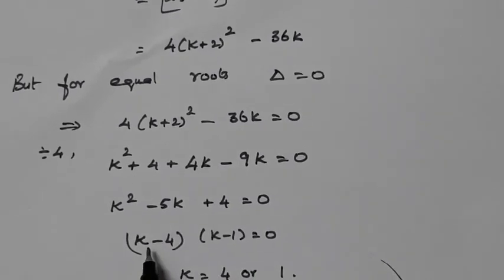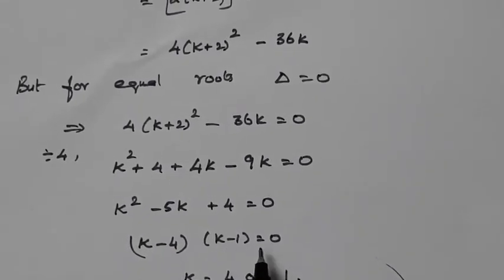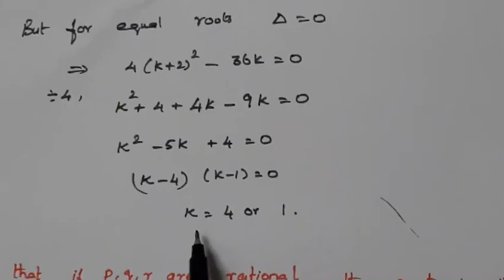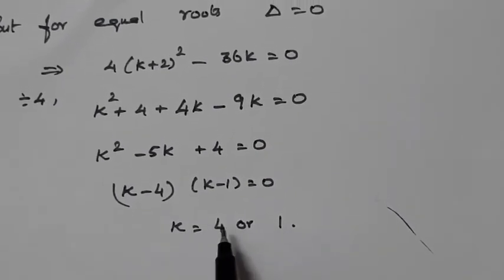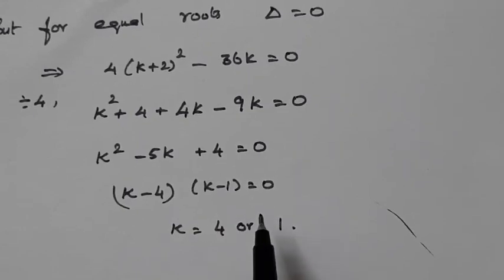If you factorize it, it will be (k minus 4) into (k minus 1) is equal to 0, or k is equal to 4 or 1. So for the value of k as 1 or 4, the equation will have equal roots.